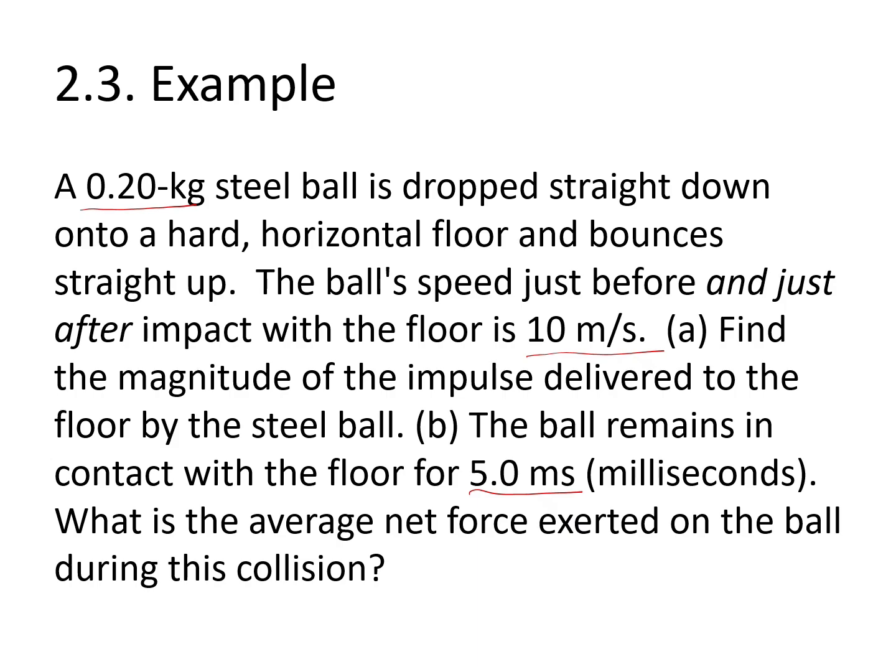Let upward be positive. That means the velocity before impact is negative 10 meters per second because the ball is moving downward. The velocity after impact is positive 10 meters per second because the ball is moving upward. This sign choice is very important. The ball does not simply go from speed 10 to speed 10. Its velocity changes direction. The change in velocity is from negative 10 to positive 10. So the total change is 20 meters per second upward.